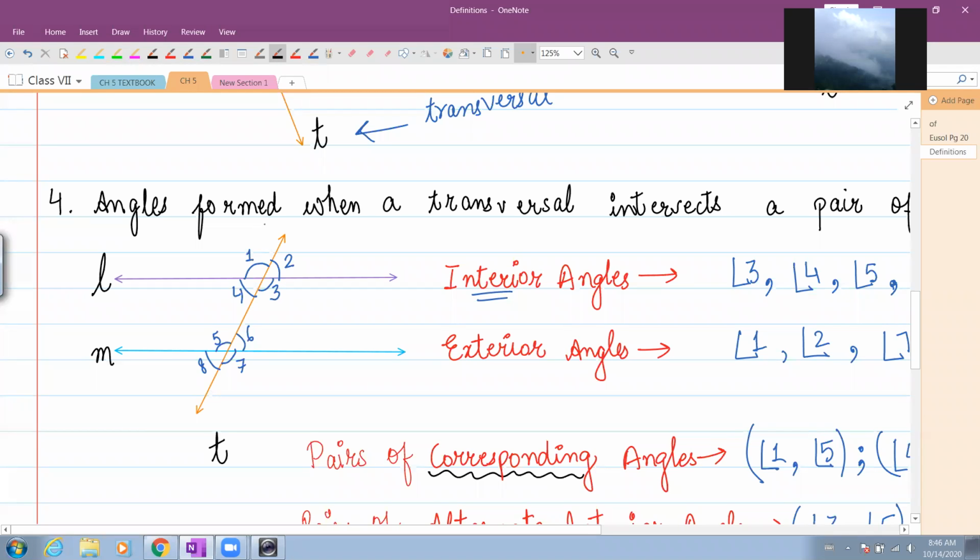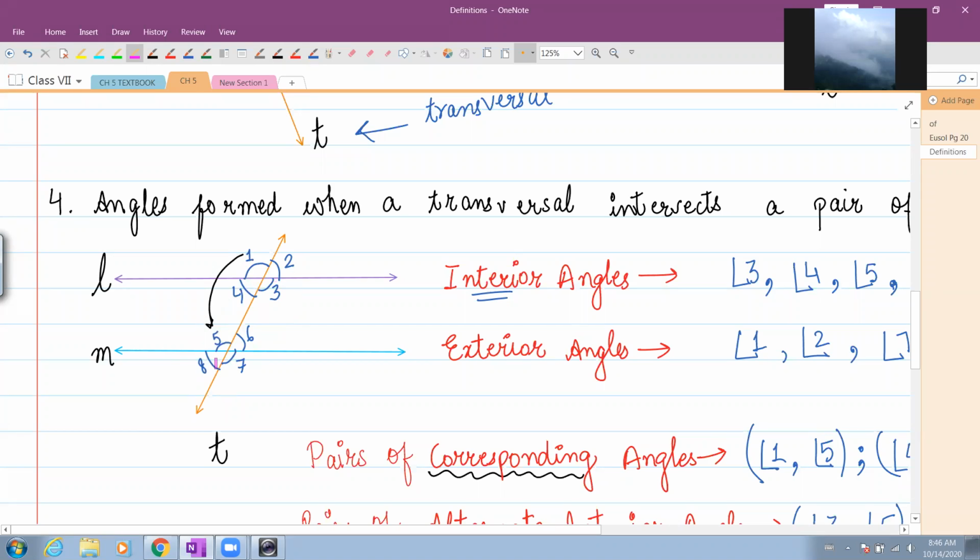So if I take the left side, the pair will be of 1 with 5 and 4 with 8. On the right side, one pair will be of 2 with 6 and the other pair will be of 7 with 3. So there are 4 pairs: 1 and 5, 4 and 8, 2 with 6, 3 with 7. This is very important, okay?